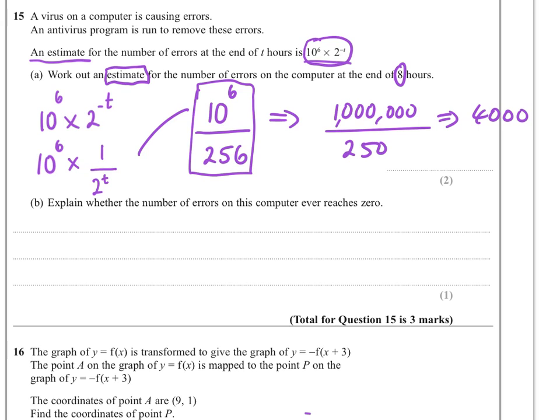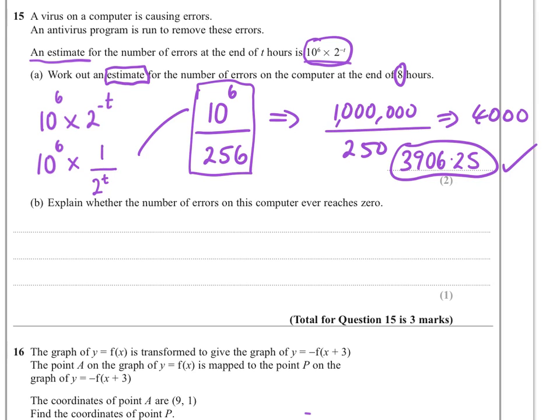So let's see what we get. So 10 to the power 6, which is 10 times by itself 6 times, divided by 256, and I'll write down what I've got on my calculator. And to be honest, I would probably just write that. If you want to round it to the nearest whole one and put 3,906, I'm sure that would be fine, but I'm just going to leave that. It's worth 2 marks, and we've done by far enough for 2 marks, that's fine.